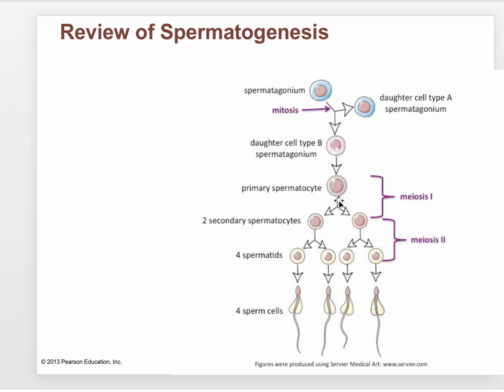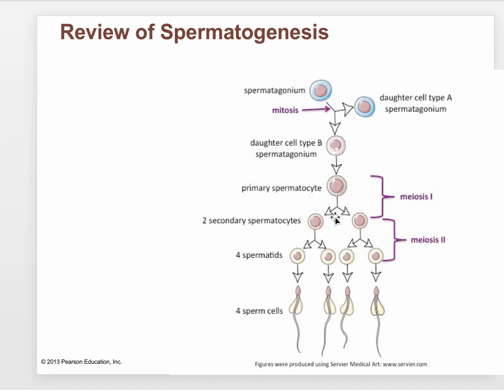Now we'll talk about the process of oogenesis, the production of eggs. Before we do that, let's review, for comparison's sake, the production of sperm. This is a review from the last lecture, but the spermatogonium is the stem cell that starts it all. The stem cell splits by mitosis into daughter cells A and B. Daughter cell A remains as a stem cell for production of later sperm. Daughter cell B goes on to become the sperm. Daughter cell B becomes a primary spermatocyte, which then develops into secondary spermatocytes.